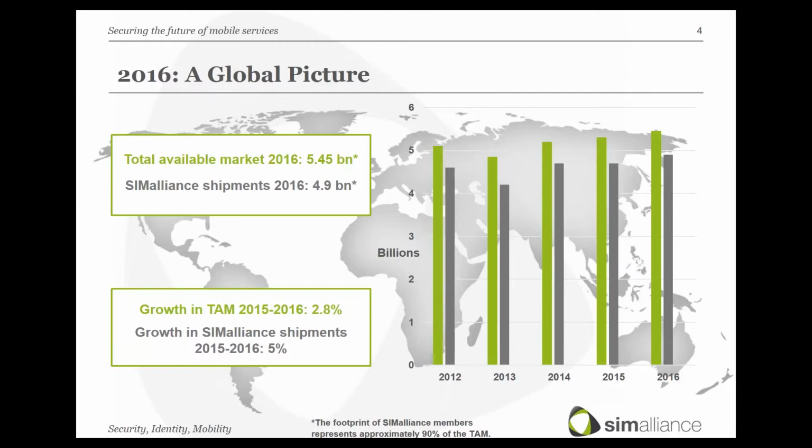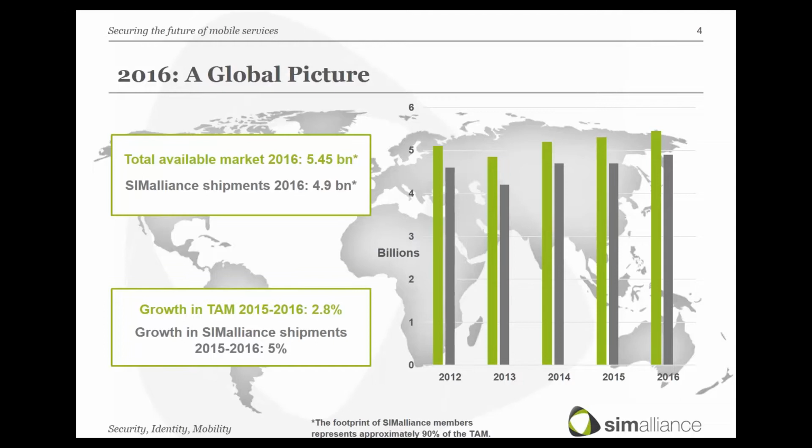So on the basis of 2015, which has been already fairly high with 4.7 billion for the SimAlliance members, up to 4.9 now, and 5.3 to 5.45 billion for the extrapolated TAM, we have increased shipments on the SimAlliance side by 5% and in total numbers by 2.8%. And this is really, I think, an extremely good success story and makes us fairly proud and happy.